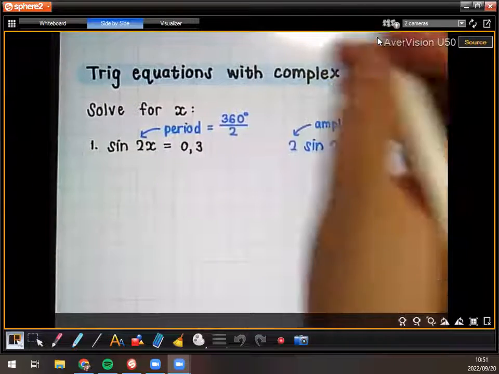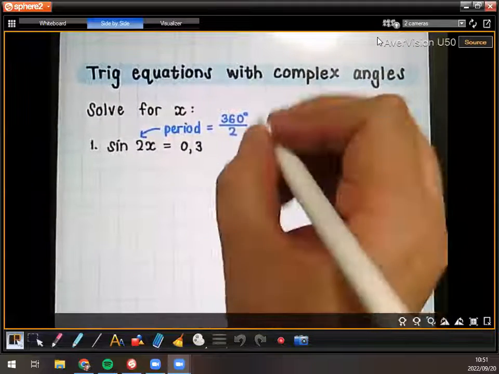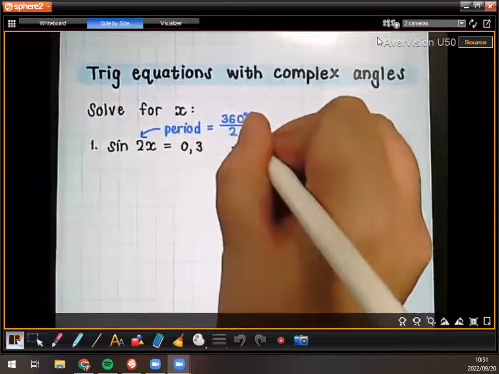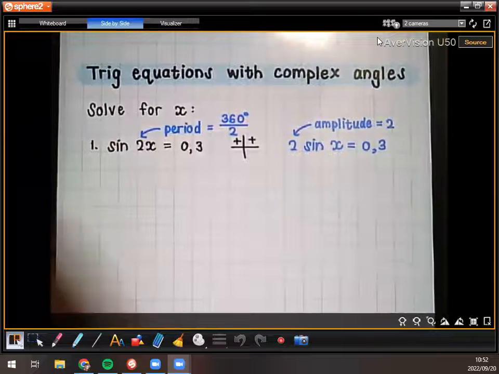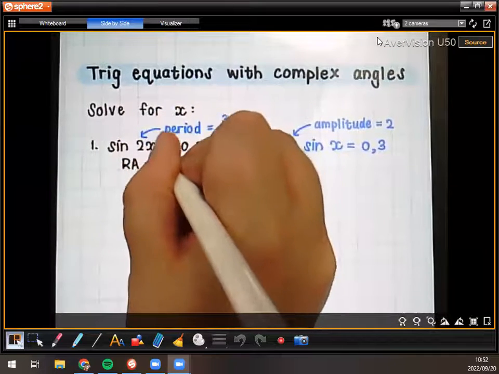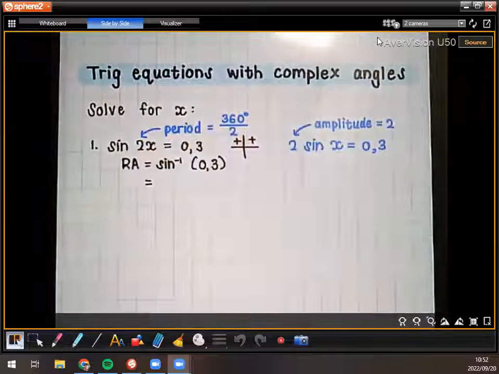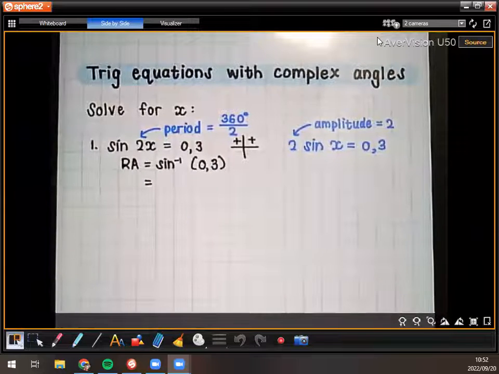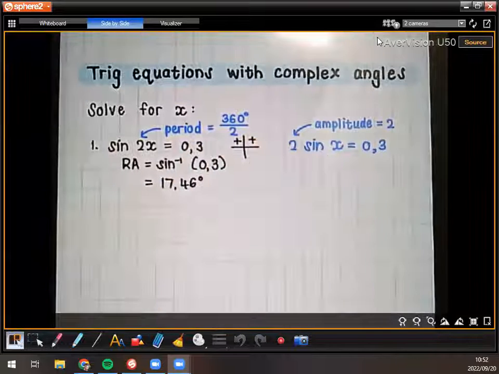So we're going to do the same thing. Is 0.3 positive or negative? Positive. So we're going to work in quadrants 1 and 2. We're going to find our reference angle exactly like we did before. The reference angle is going to be shift sin 0.3. That is 17.46 degrees. We can round it off.